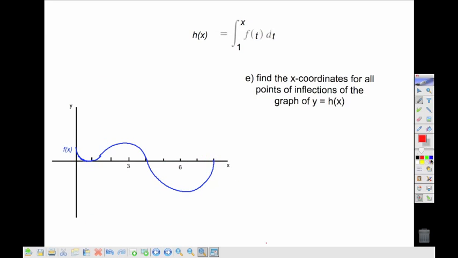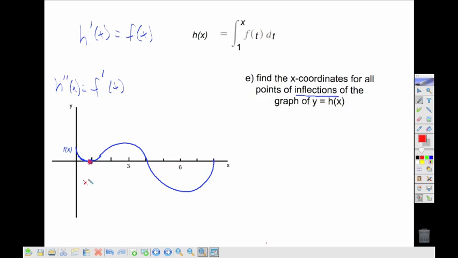The next question asks about points of inflection of a graph. The key to this question is remembering that h prime of x is equal to f of x. The derivative of this is equal to that. That means if we want the second derivative of this, because we're looking for points of inflection, we need to be looking at f prime of x. So we're looking for sign changes to get inflection points, sign changes of h double prime. And those sign changes are going to be happening where we're getting zeros.